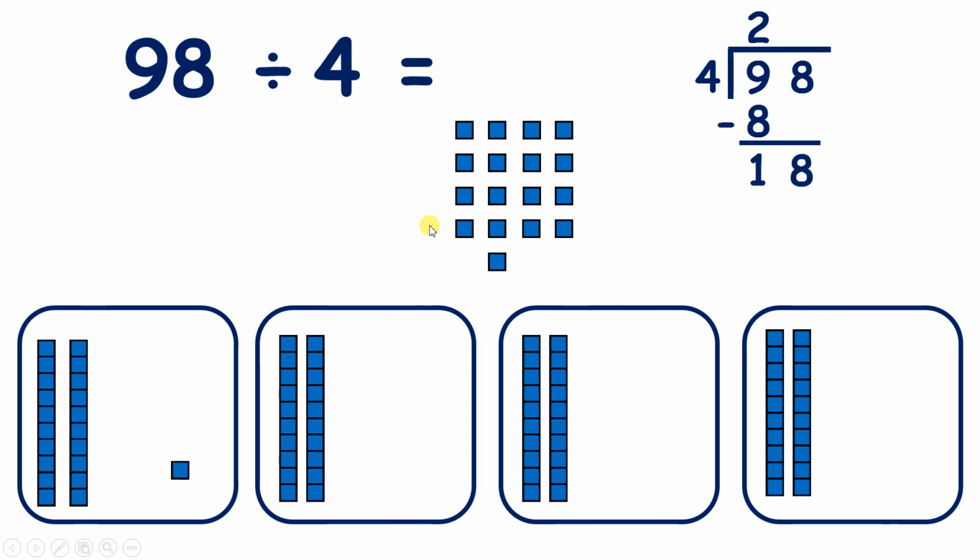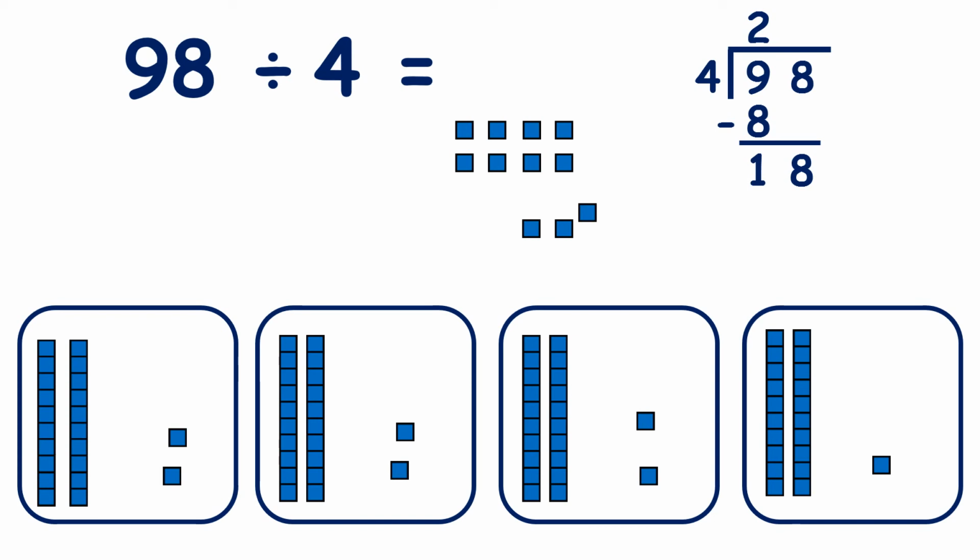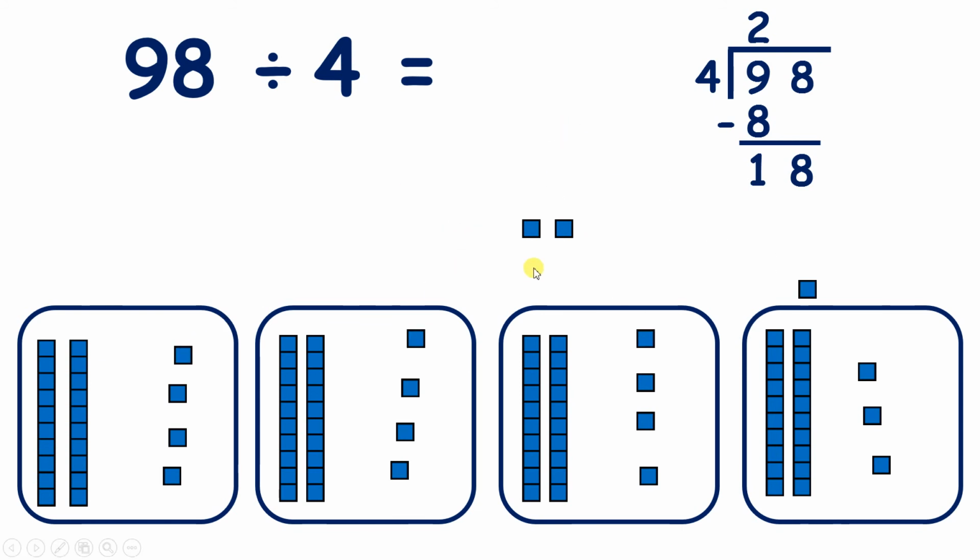So we can share out those units. But we can't share out these last 2 units. Otherwise, 2 of our groups would have more units than the other 2 groups. And with division, we need to share equally.